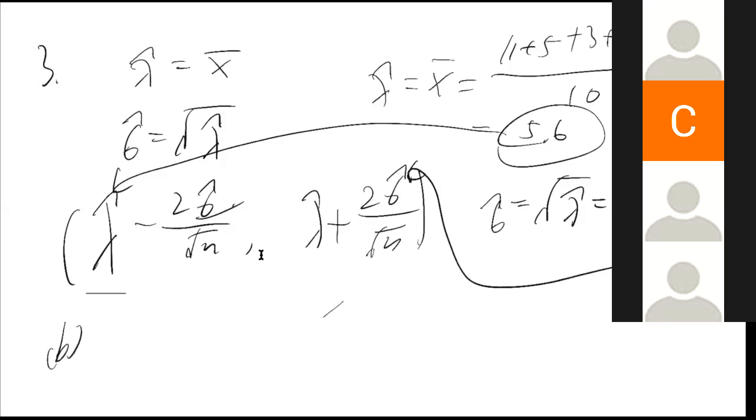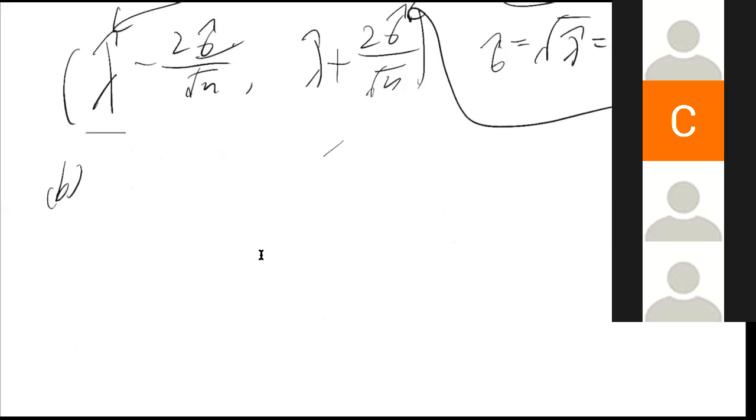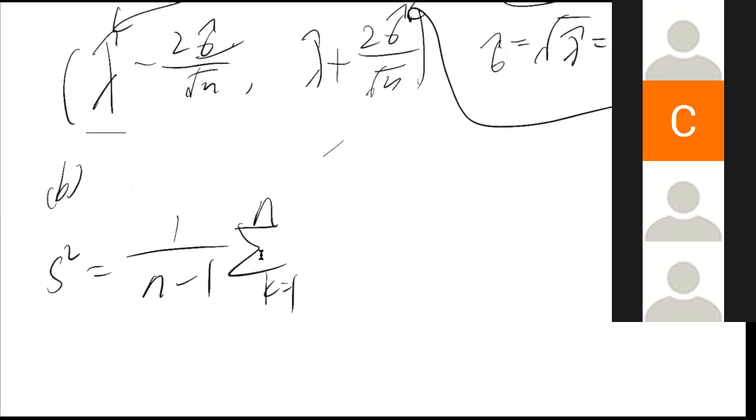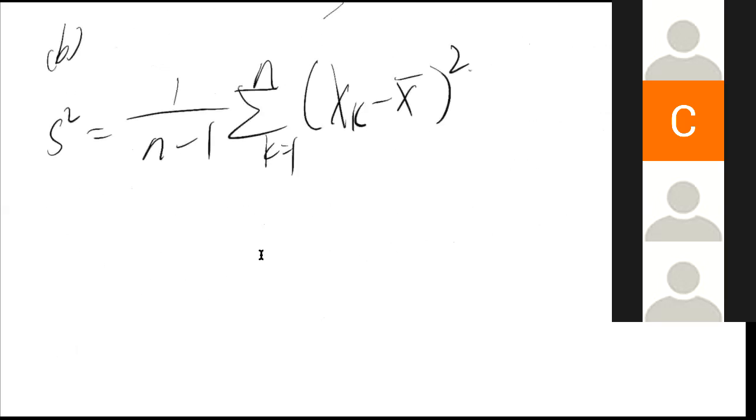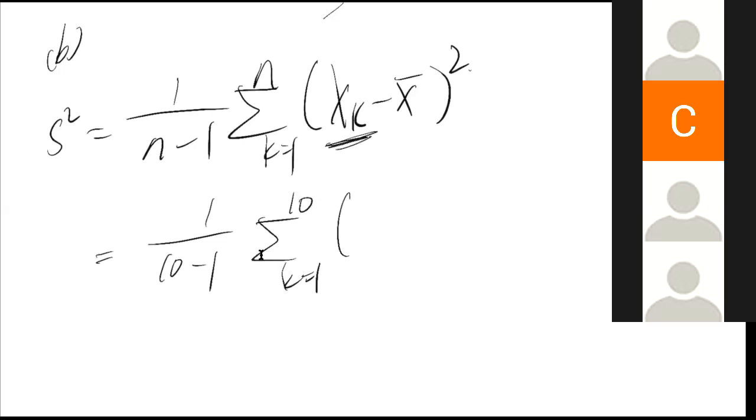And for part B, we are estimating the variance using the formula provided. So again, we just plug in the formula. Maybe I should rewrite the formula in case you forgot. So that's the formula for the unbiased estimator for variance. We plug in the numbers, and n is 10. It's from 1 to 10, and each x_k is a data point of our sample. We have 10 data points here.